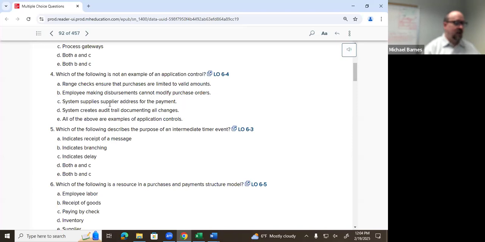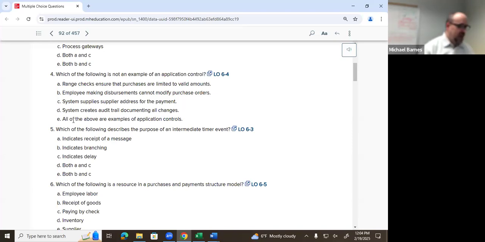System supplies supplier addresses for payment. We see the word system there. System creates audit trail documenting all changes to the system there, okay? So when we talk about what the system does, again, that's application control. We talk about what the employee does, that's access control. This is our access control. It's not an application control. So B is our answer.